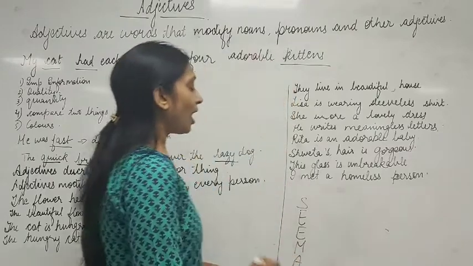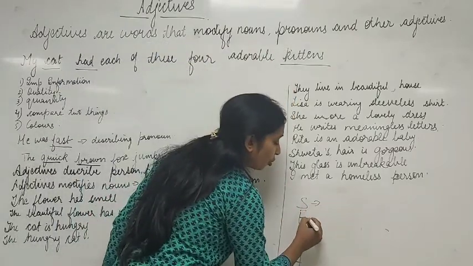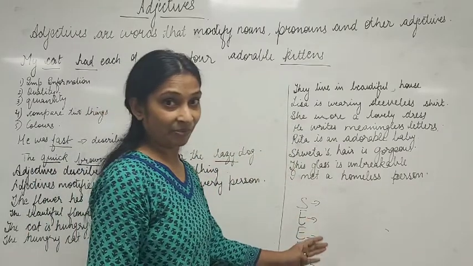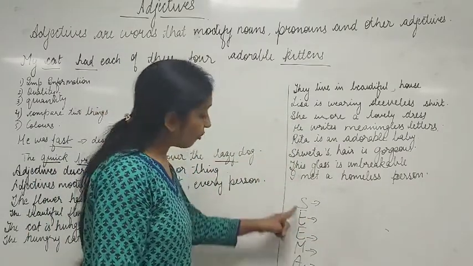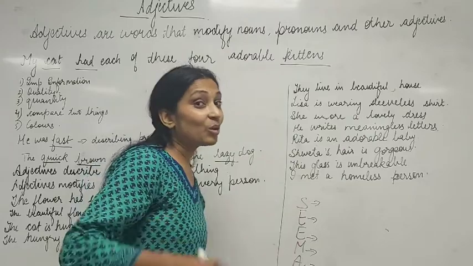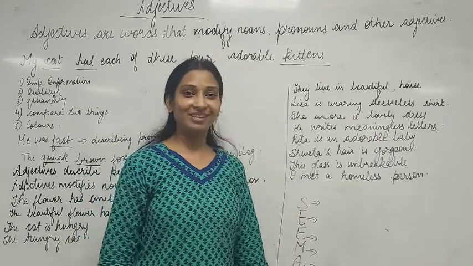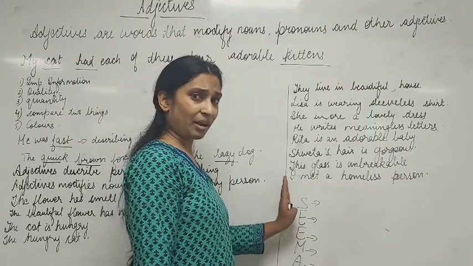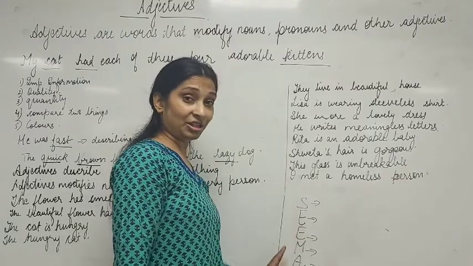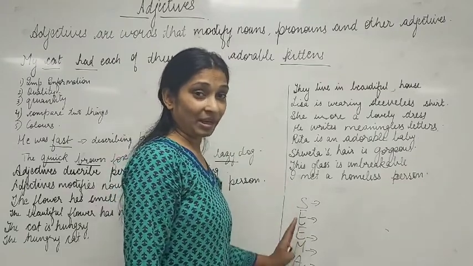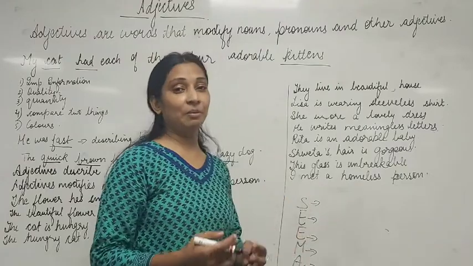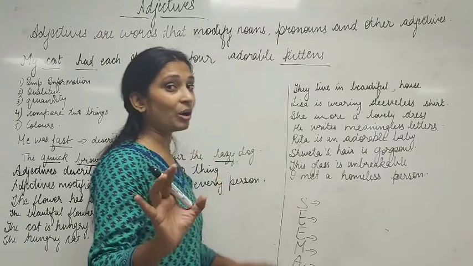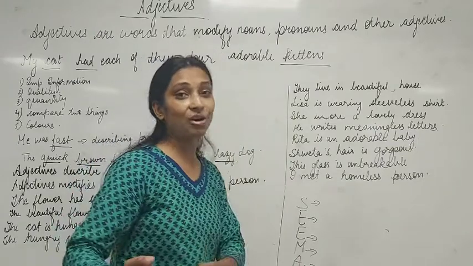Clear? Now after writing the name, children, you are going to write one word for each letter that will describe you. Clear? What are we doing? I am going to write a word beginning from each letter of my name, and that will describe me. Clear? Now, for example, I am just showing you how we are going to do it so that you can do it at your homes, right?